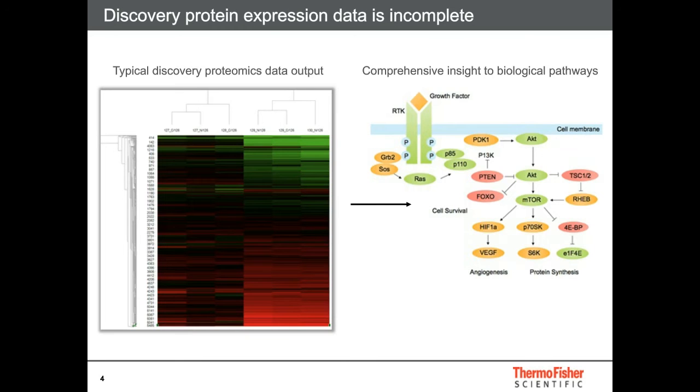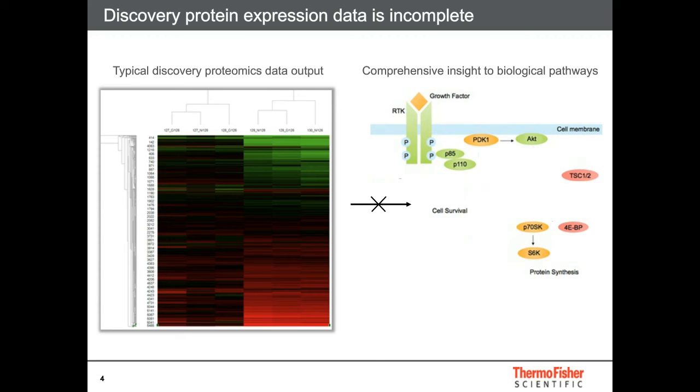Another challenge faced by biologists doing mass spectrometry experiments is that the list of proteins identified by global discovery proteomics is not complete. An example of how this is shown on the left, where a typical discovery proteomic dataset can readily identify and quantify thousands of proteins across multiple sample types or conditions. However, when mapped on the known biological signaling pathways, many of the known lower abundant proteins are not detected.